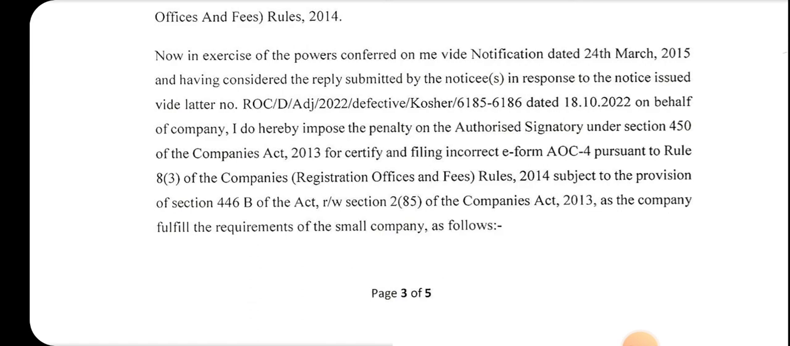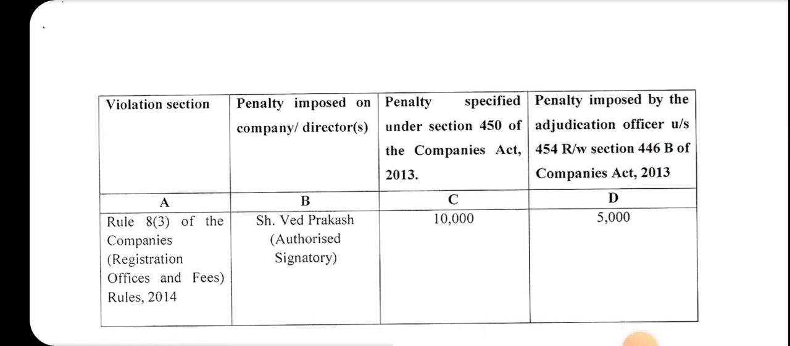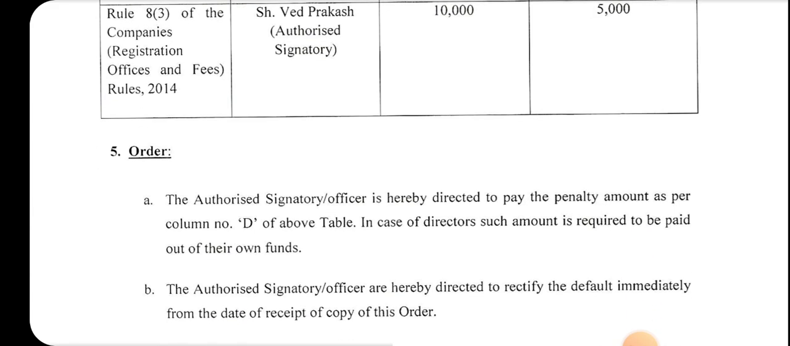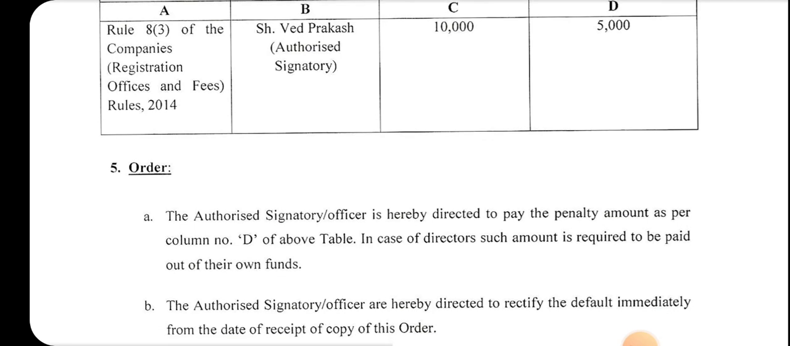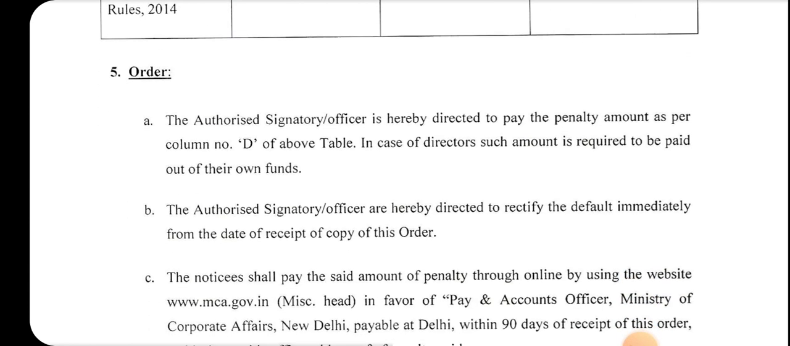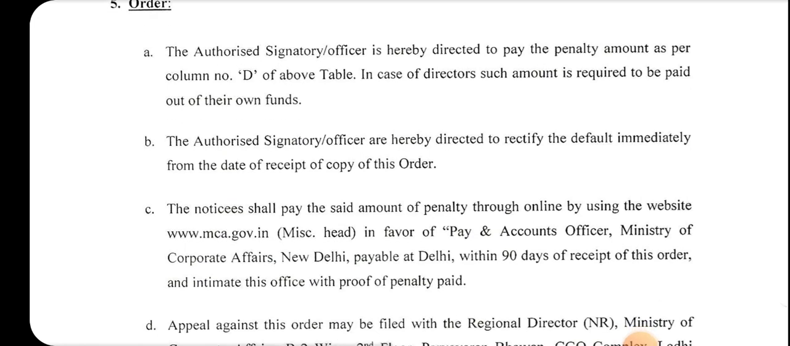As the company fulfills the requirements of a small company, here this penalty is 10,000, and applying Section 446B for lesser penalty, the penalty imposed is 5,000. But the significance or importance of this adjudication order is the incorrect particulars attached in the form AOC 4. And as per the order, the authorized signatory is directed to pay the penalty amount as referred, and the amount is required to be paid out of their own fund. And authorized signatory officers are hereby directed to rectify the default immediately from the date of receipt of a copy of this order.